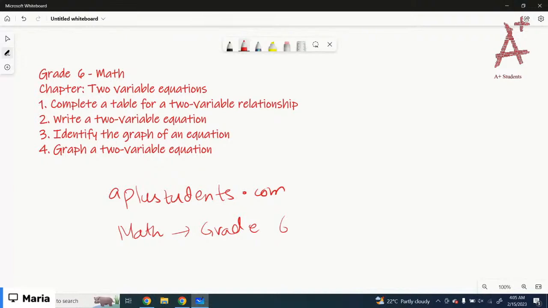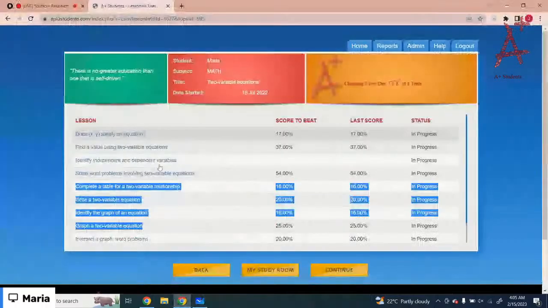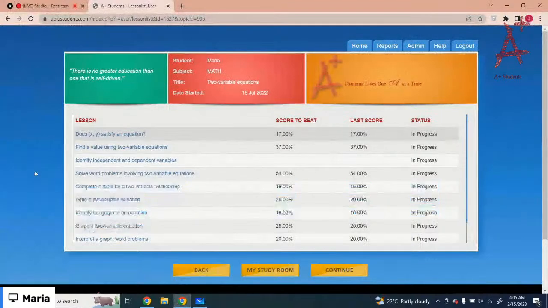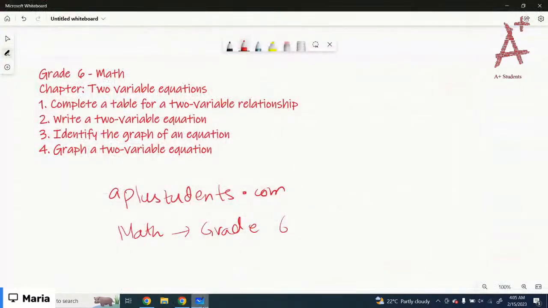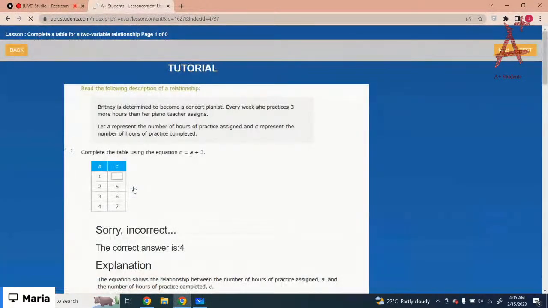Please make sure you have your notebook and pencil so that you can note down the important examples and definitions as well. So here I'm on grade 6 maths, and the lesson we're going to start with is complete a table for a two variable relationship. Let's just start with the lesson.